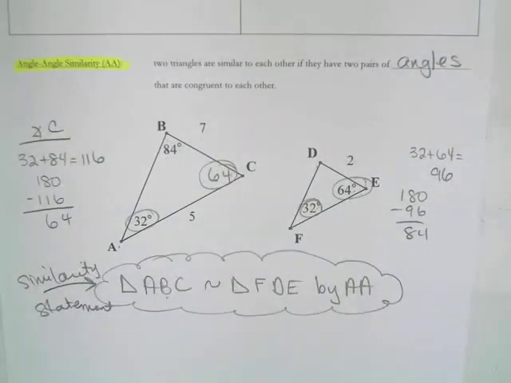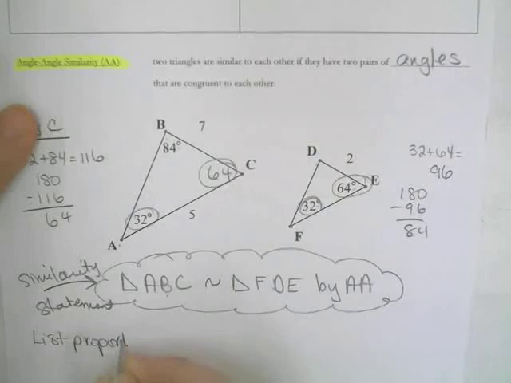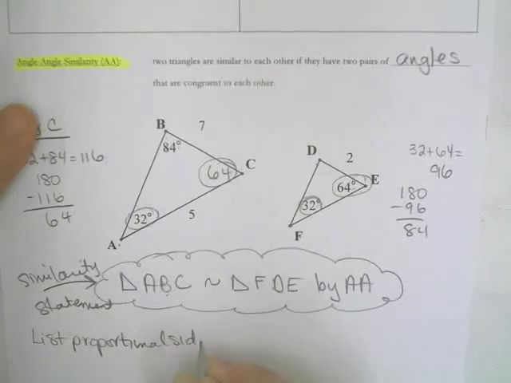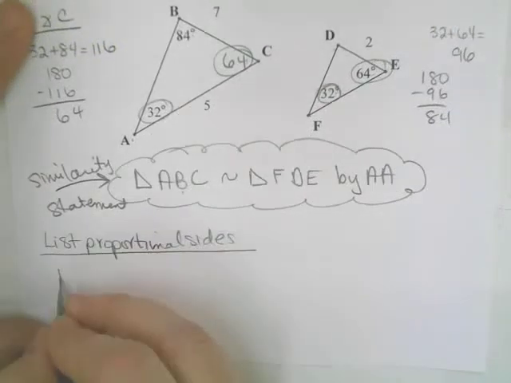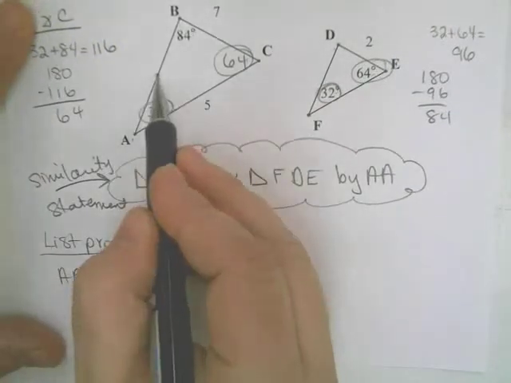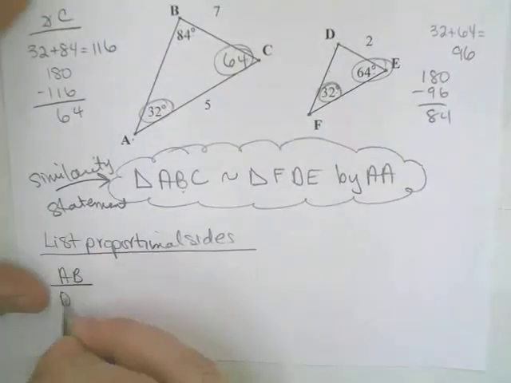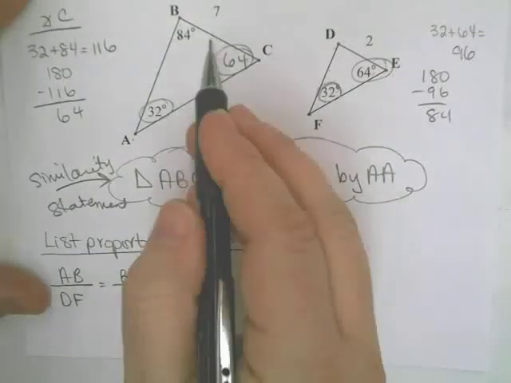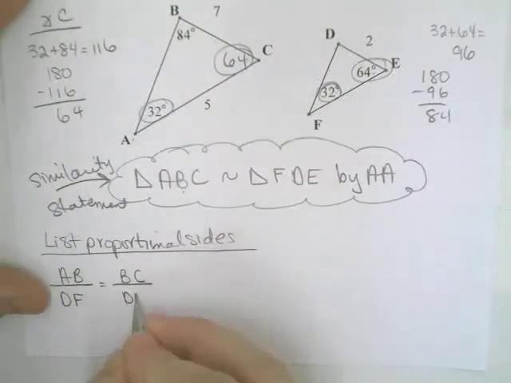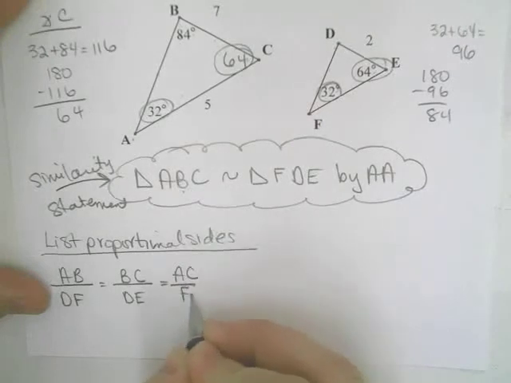Okay? Now, you still have to be able to list the proportional sides. So it doesn't matter which one you do. I'm just going to start with triangle ABC. And so one of my sides is AB, which is this side. And the side in the same position is DF. So it's AB over DF. Now I pick another side from this shape, and I'm going to say BC. Well, BC is in the same place as DE. And then my last one, AC, is in the same place as FE. So those are proportional sides.